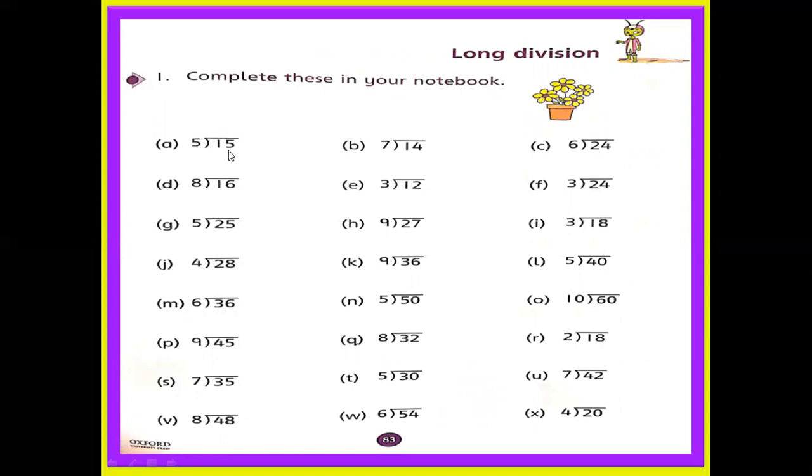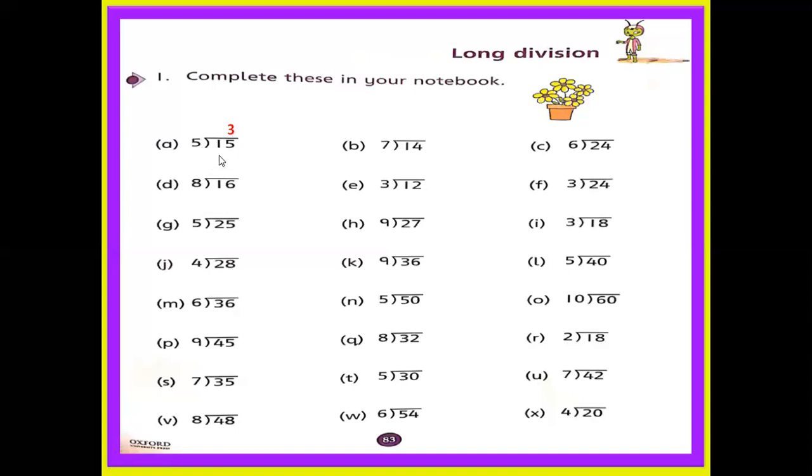Because here, look, there are two numbers. Which one is bigger and which other is smaller? So you read the table of 5. 5 ones are 5. 5 twos are 10. 5 threes are 15. So right here, 3. So our answer is 3. So 15 is the dividend, 5 is the divisor, and 3 is the quotient. So 5 threes are 15.